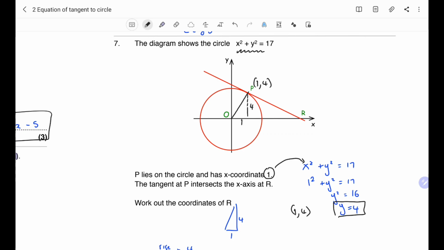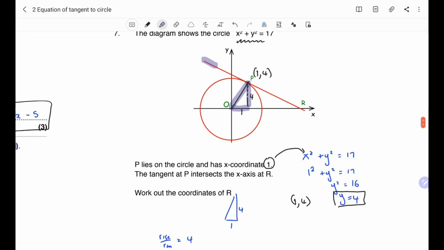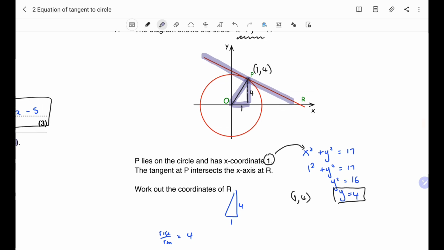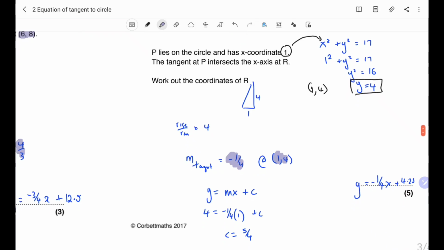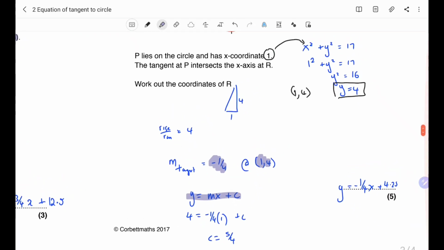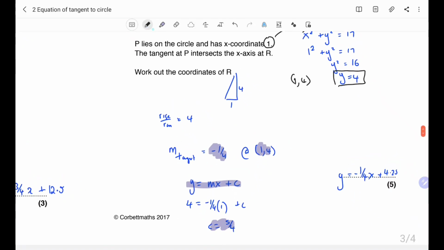From that we can get the gradient of this line OP, of the radius. So rise over run, the gradient of that radius is 4. Therefore the gradient of this tangent is minus 1/4. So we have the gradient, we have a point it goes through, y is equal to mx plus c, work out c, and then plug it back into mx plus c.